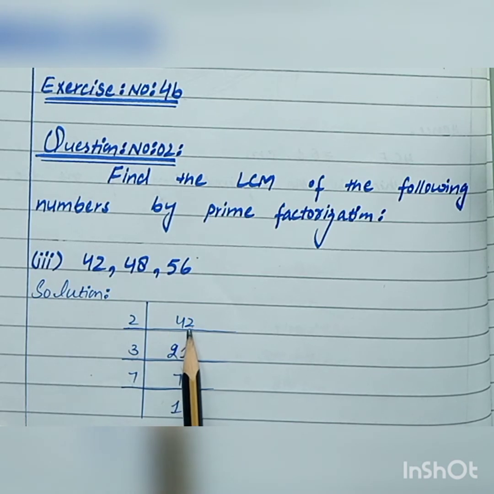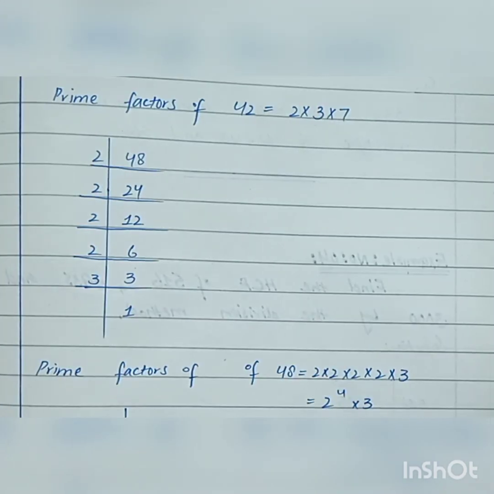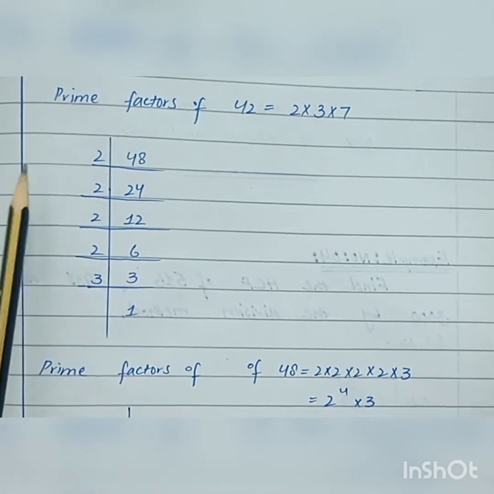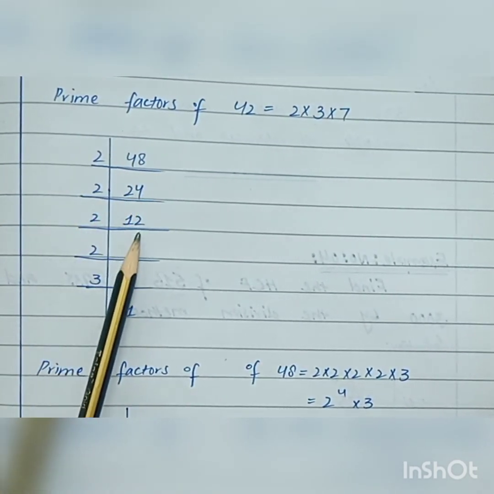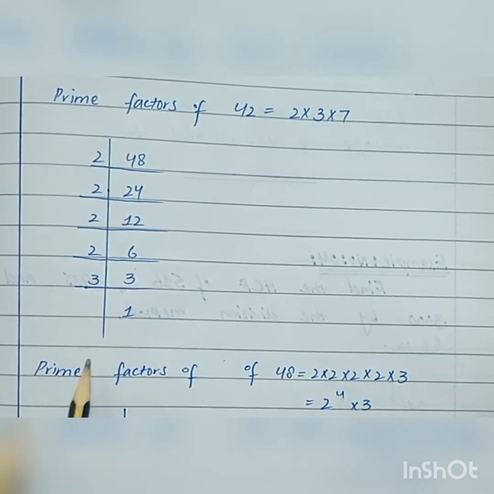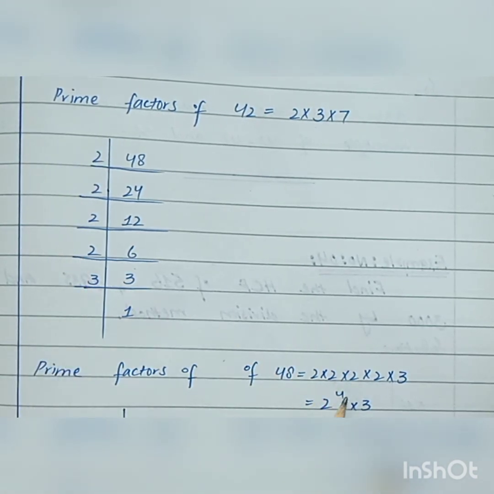Firstly, find the prime factors of 42. The smallest prime number is 2, 2 2s are 4 and 2 1s are 2. The next prime number which divides 21 is 3, 3 7s are 21, 7 1s are 7. The prime factors of 42 are 2 into 3 into 7. Next, find the prime factors of 48. Start again with the smallest prime number 2. 2 2s are 4, 2 4s are 8, 2 1s are 2, 2 6s are 12, 2 3s are 6 and 3 1s are 3. These are the prime factors of 48. 2 is being multiplied 4 times, so 2 raised to power 4, and 3 again 3.